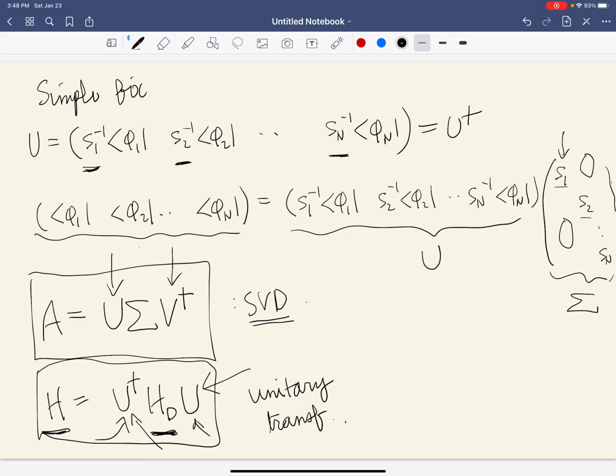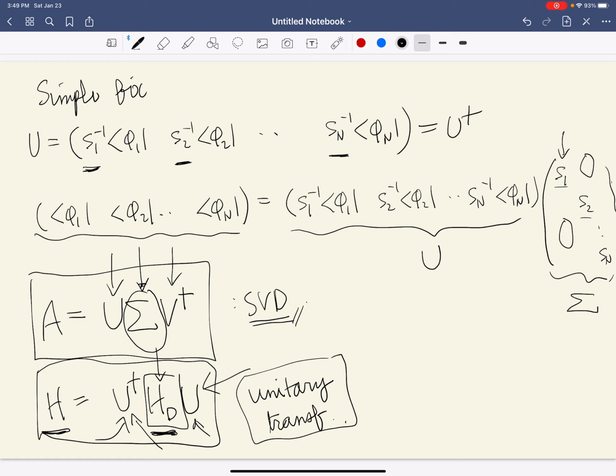And the other difference is that although there is a diagonal matrix that shows up in the middle, the eigenvalues of the Hermitian matrix can be any real number, both positive and negative. But the elements in this diagonal matrix can only be non-negative numbers. Okay, so that's the key difference between the singular value decomposition and the diagonalization of a Hermitian matrix.